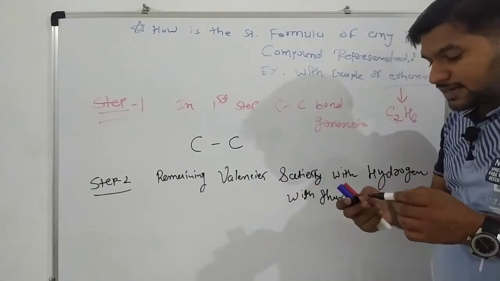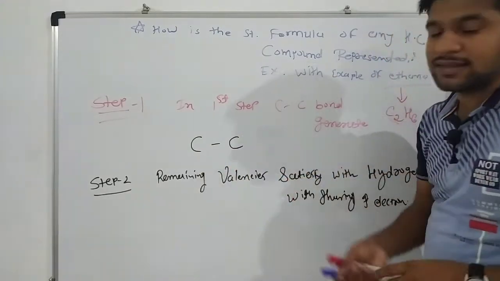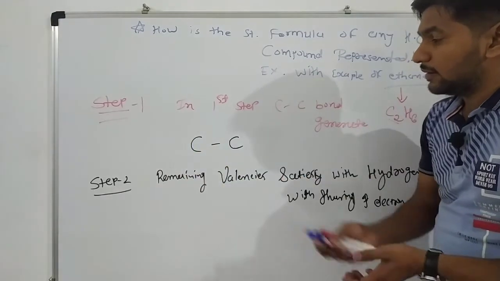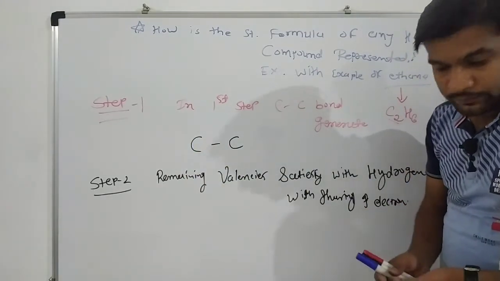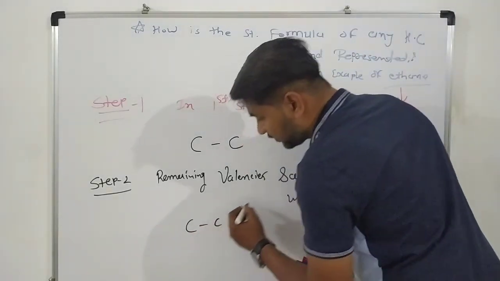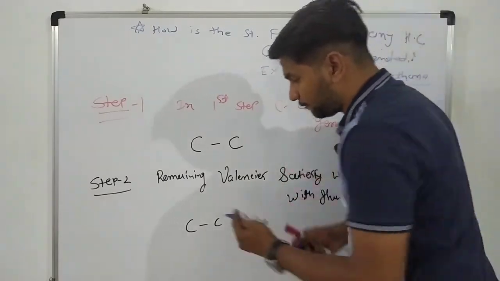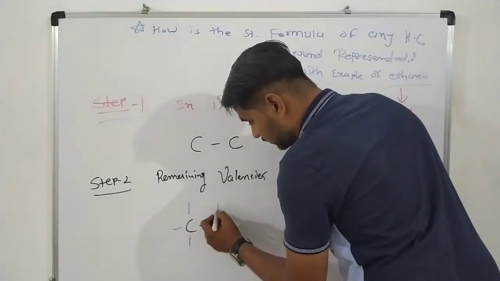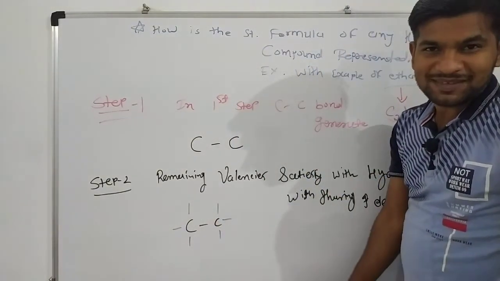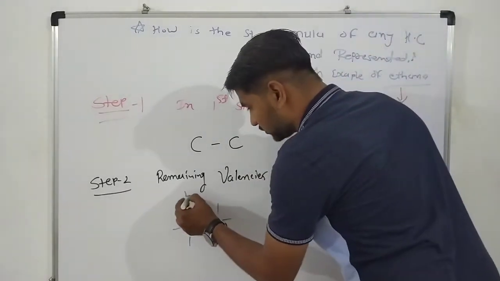What is the statement saying? Now here only one valency is satisfied. So what about the other three valencies? Here we know that carbon has four valencies. One valency is satisfied with the carbon-carbon single bond, and the other three valencies are satisfied with hydrogen. In the second step, the other valencies are satisfied with hydrogen.